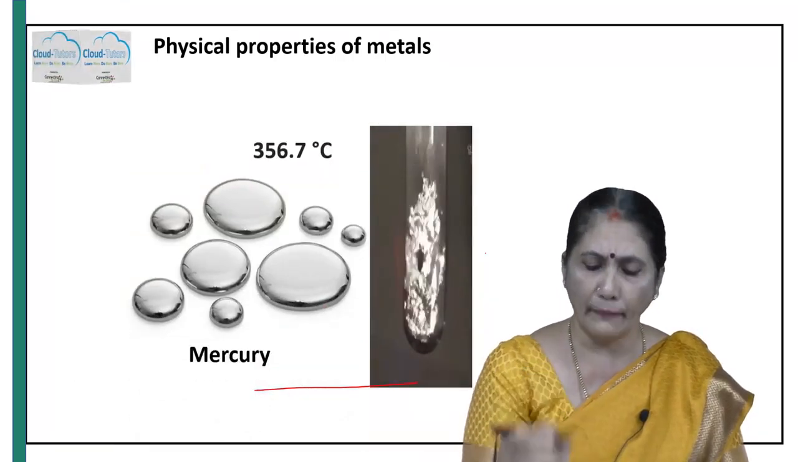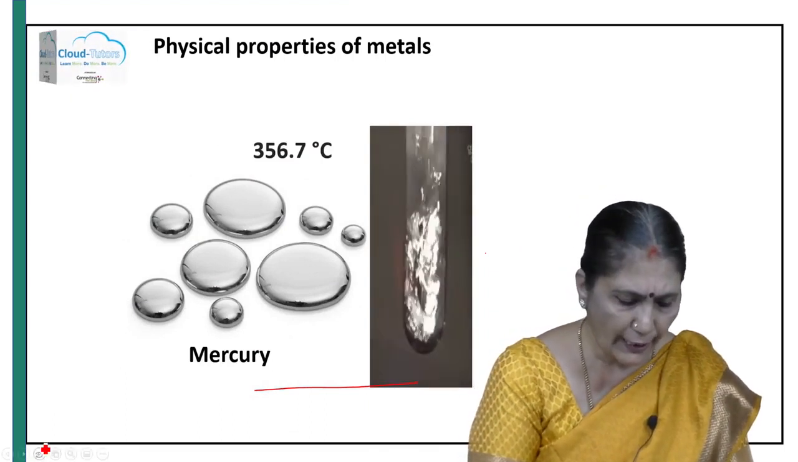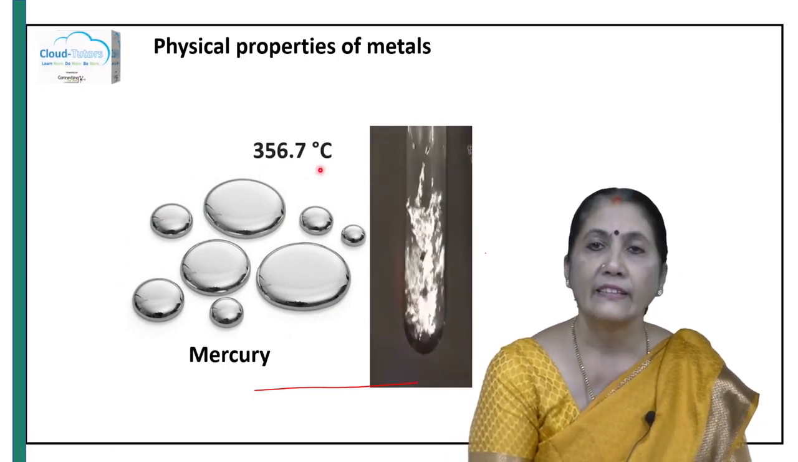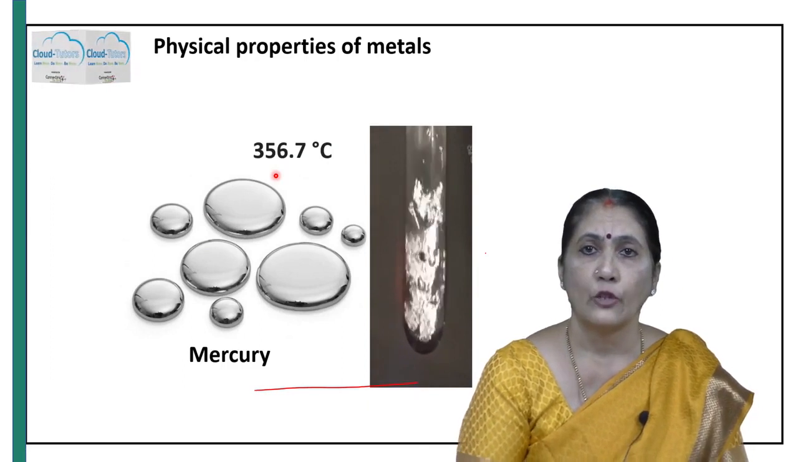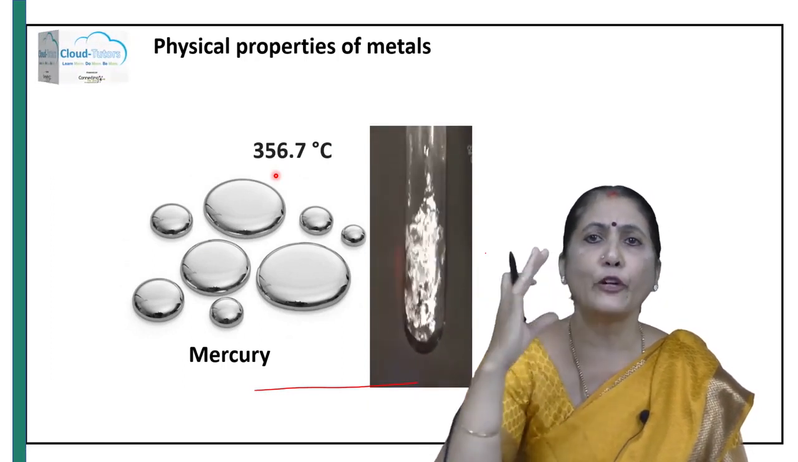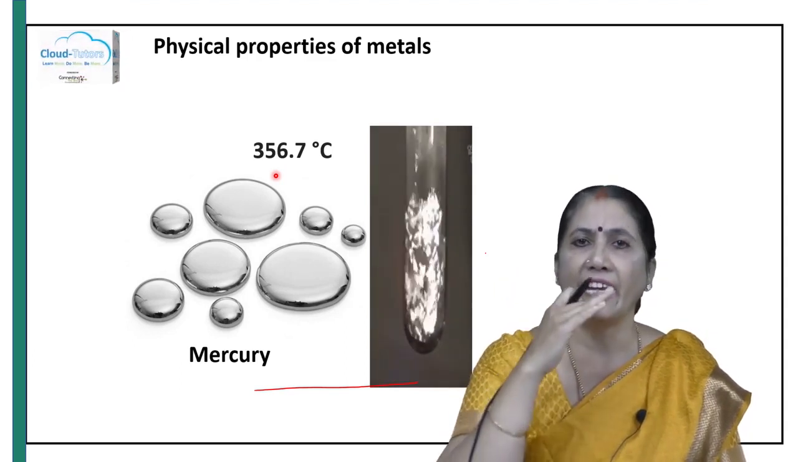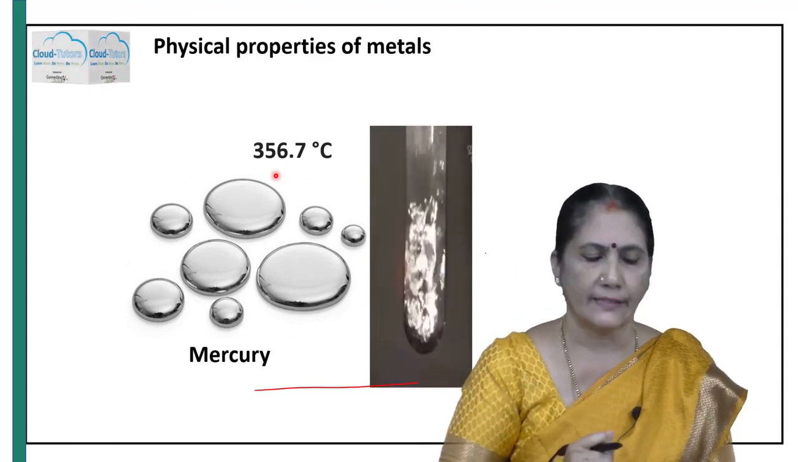If you take mercury, it has a very high boiling point, and the boiling point of mercury is 356.7 degrees centigrade. So the general physical property that you have to remember is metals have very high melting and boiling points.